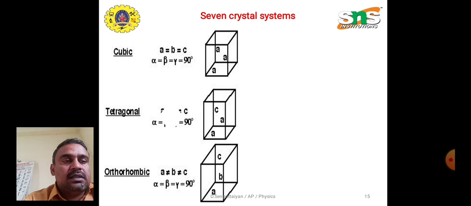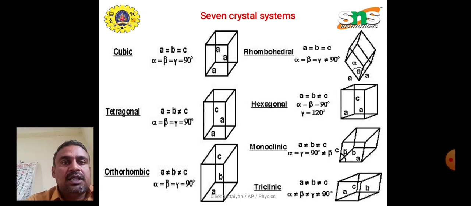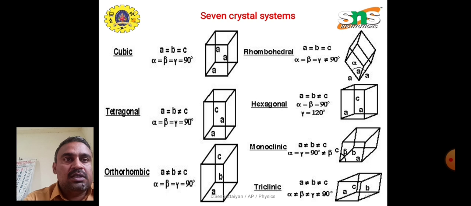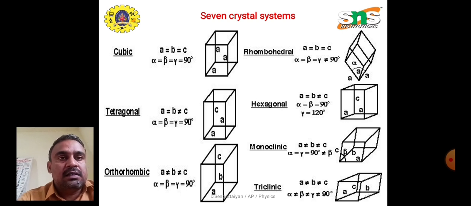Now the different types of crystal systems. The first one is cubic. The axial lengths of cubic are a equal to b equal to c, where a is the length along the x axis, b along the y axis, and c along the z axis. So in the cubic system all the axes are equal, and the axial angles alpha, beta, gamma are equal to 90 degrees.